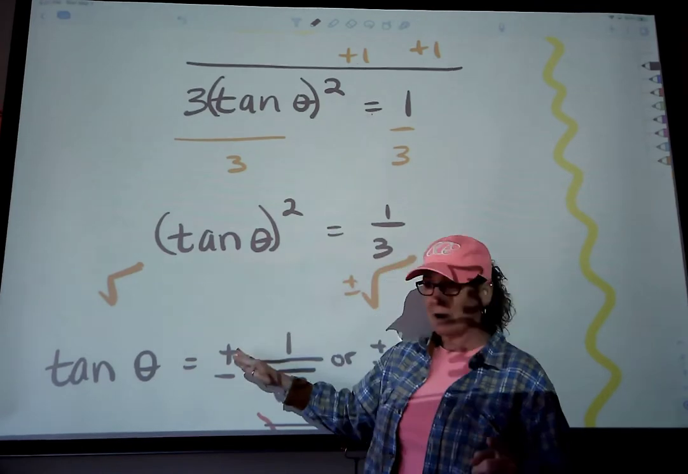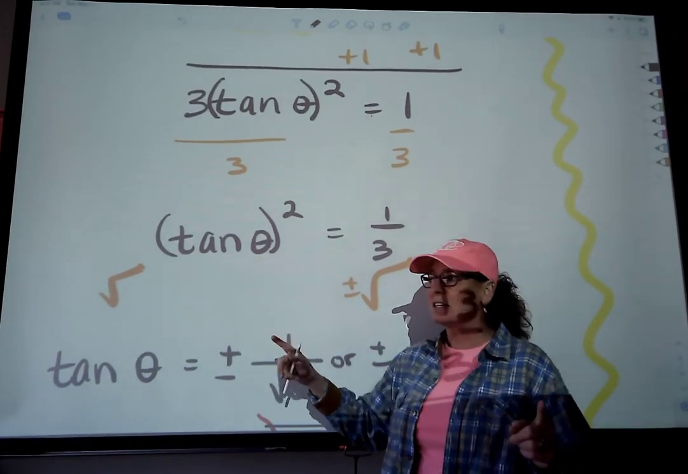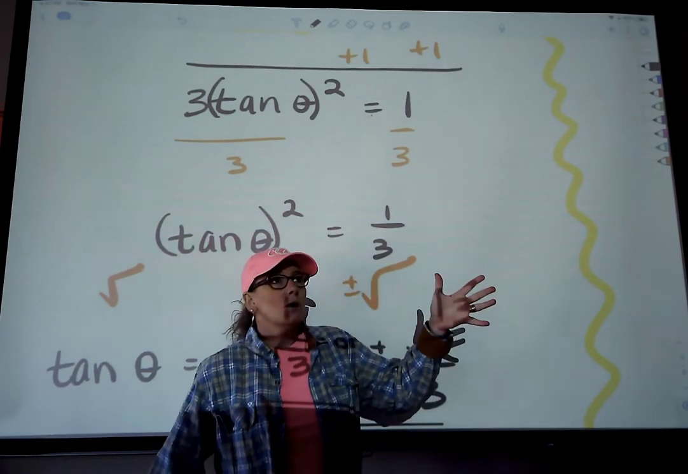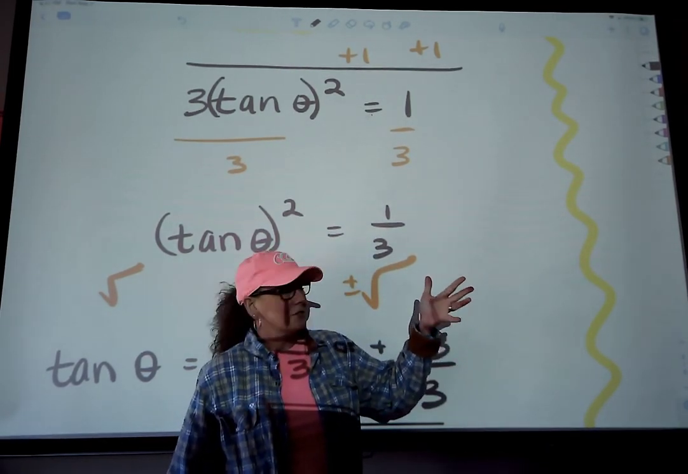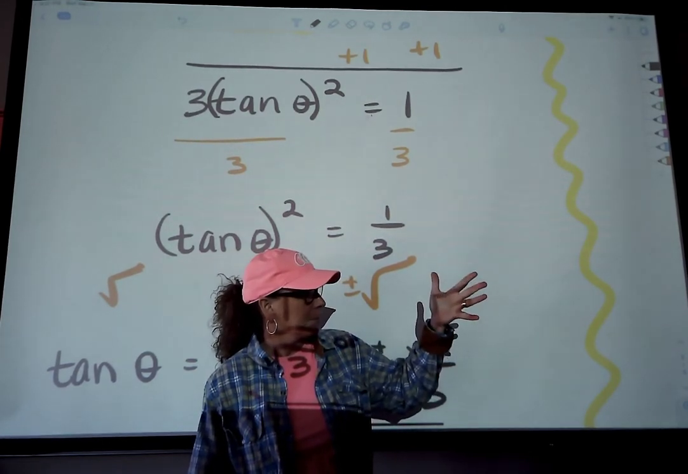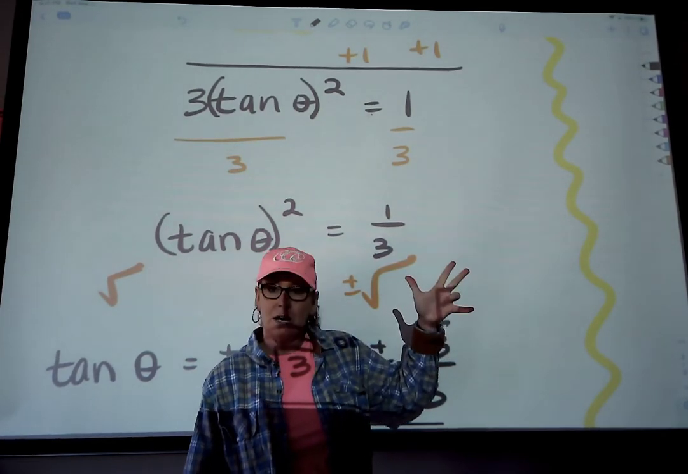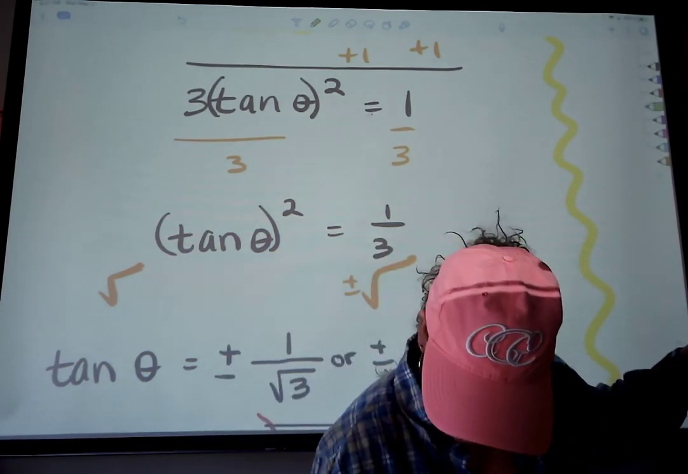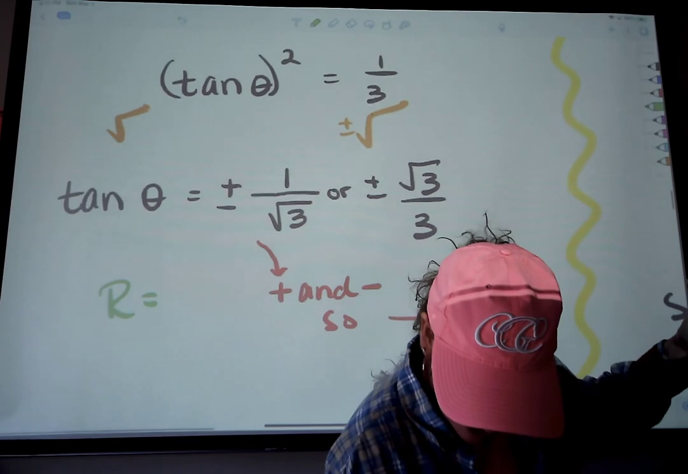So, forget the positives and the negatives for a minute. What angle has a tangent fraction of 1/3? What angle has a tangent fraction of 1 over radical 3? That would be, nope, pi over 6. Pi over 6 has that tangent fraction.